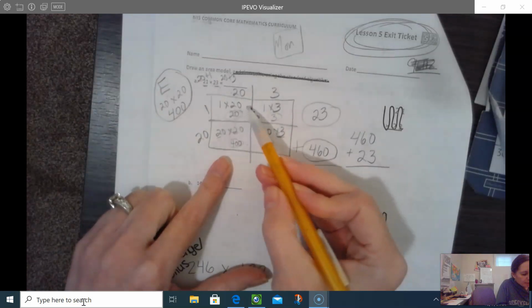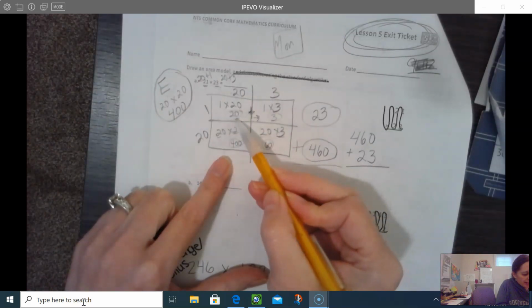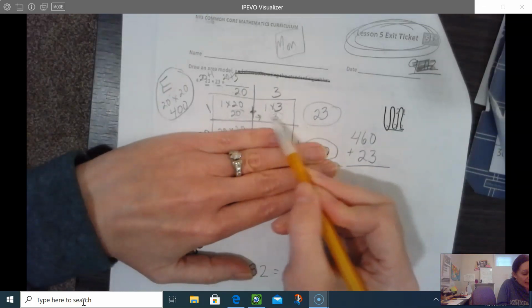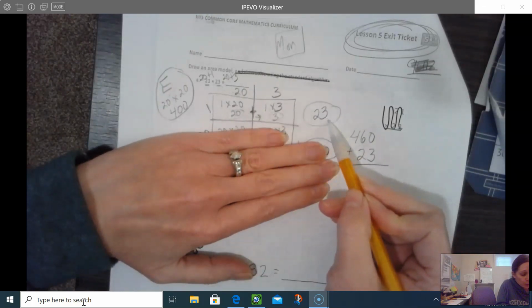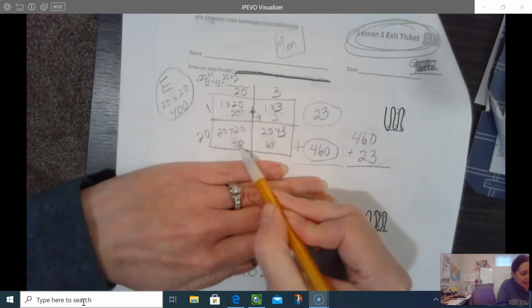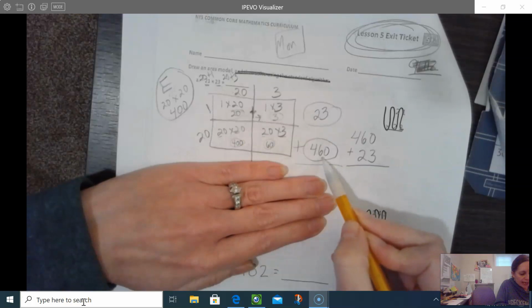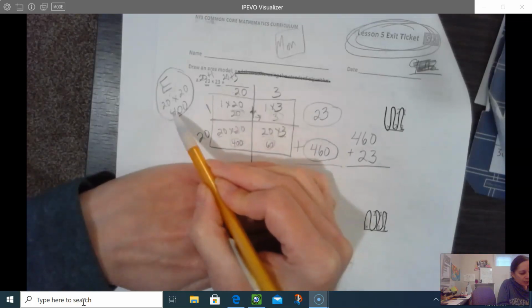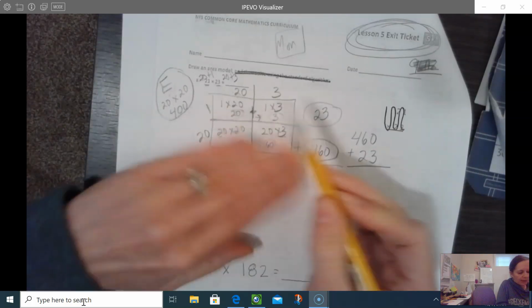When you set up your little multiplication problems and then you got your answers, when you multiplied and then added going across, you should have ended up with a 23. For these, when you multiplied and then added going across, you should have a 460. Our estimated answer, let's talk about that at the very end.